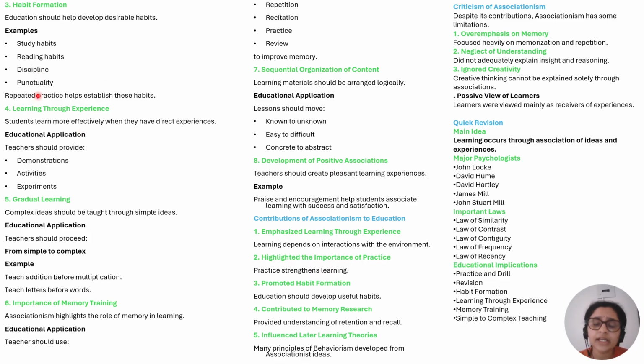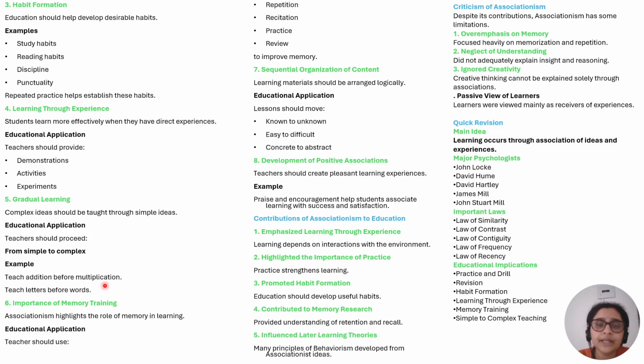Then learning through experience. Then gradual learning. That means once an LKG student cannot pass 10th class, right? In order to pass 10th class, first he has to do first class, second class, third class, fourth class. So gradually he will reach that 10th class stage. He cannot do it all at once. Very simple.